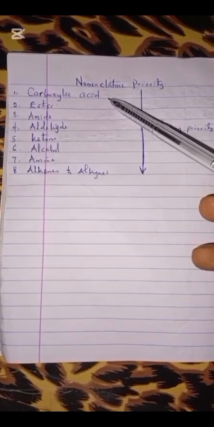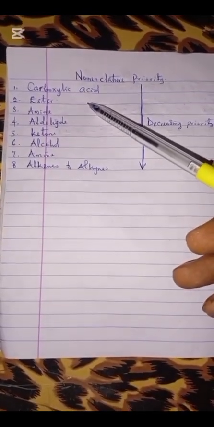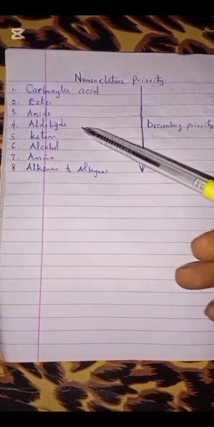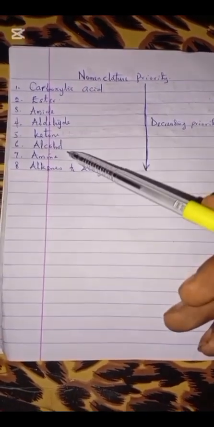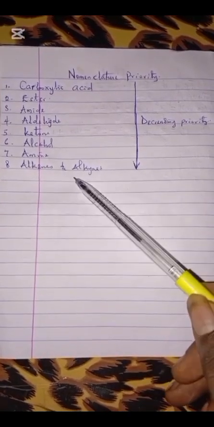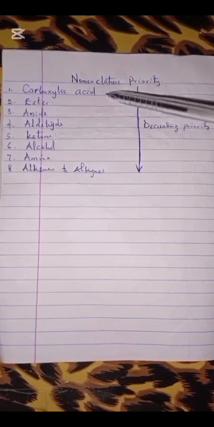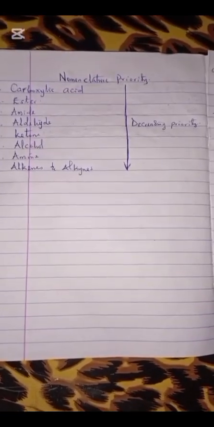The first one is the carboxylic acid, followed by esters, that is the alkanoate, amide, aldehyde, ketone, alcohol, amine, and alkenes and alkynes. So this shows the trend of functional groups in decreasing priority, which means that this is the one with the highest priority. So note that as we proceed into nomenclature of organic compounds.